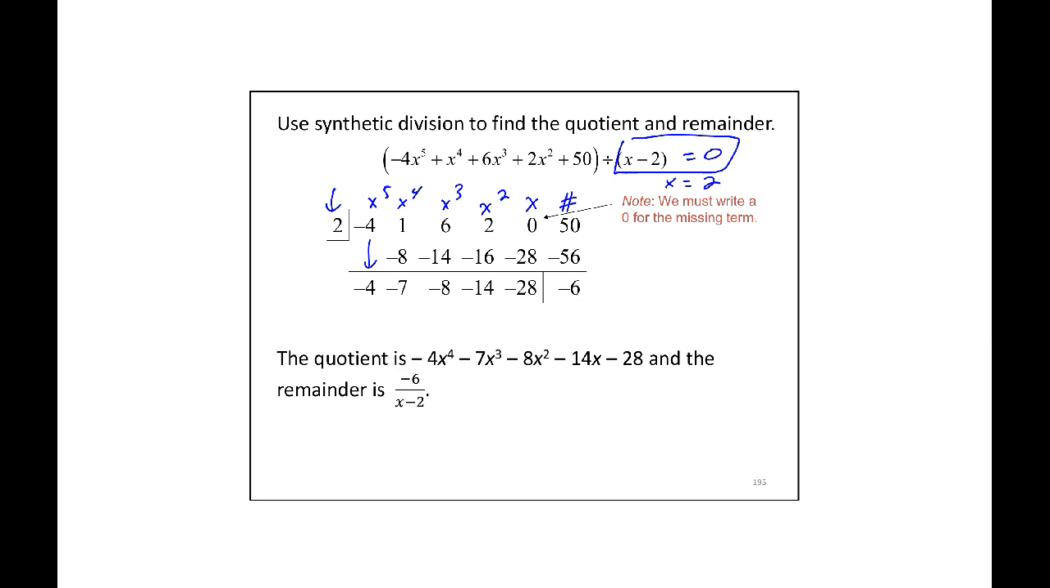So our quotient is, and we read this off the bottom row, negative 4x to the 4th. Notice we're starting at 1 less than our degree. Negative 4x to the 4th minus 7x cubed minus 8x squared minus 14x minus 28. That's a constant. And our remainder is negative 6 divided by the original divisor, which was x minus 2. So minus 6 over x minus 2.